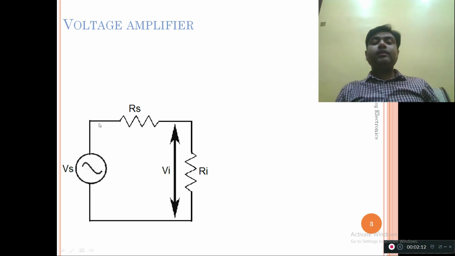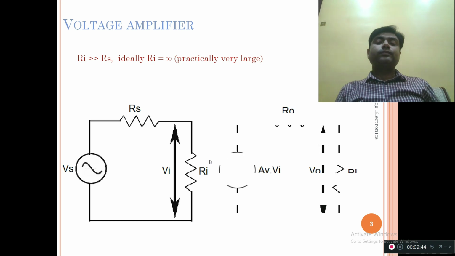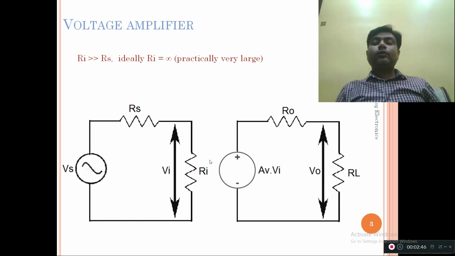So this generates the first condition, or first characteristic, that the value of Ri must be greater than Rs. If Ri is greater than Rs, then whatever source voltage is coming will drop across Ri, which is the aim of our voltage amplifier. So the first condition is Ri must be greater than Rs, or ideally Ri is infinity, but practically it is a very large value.